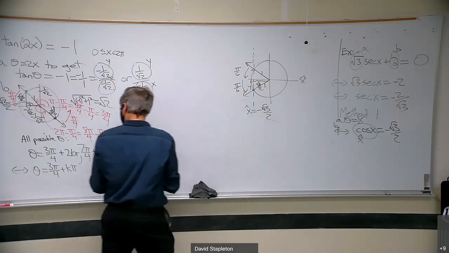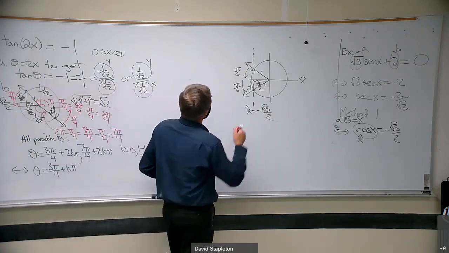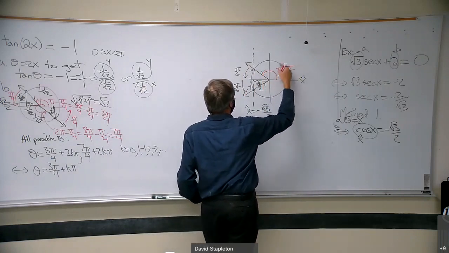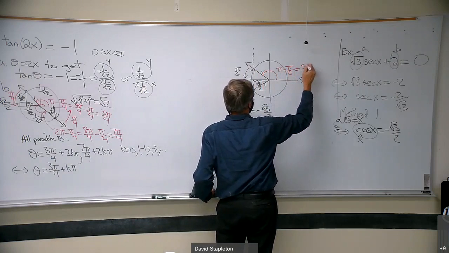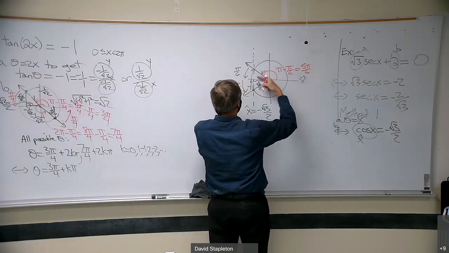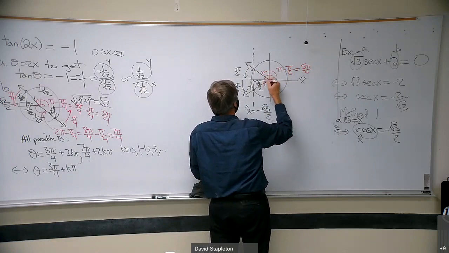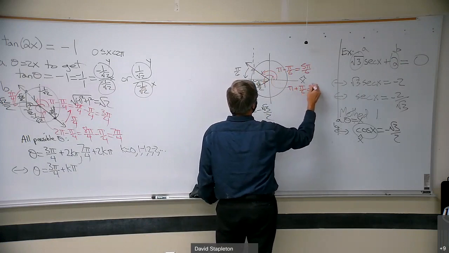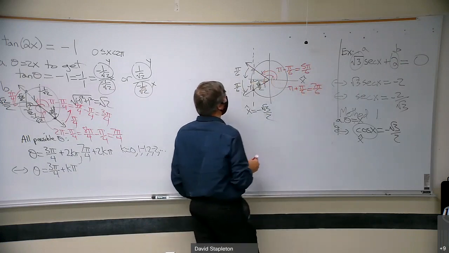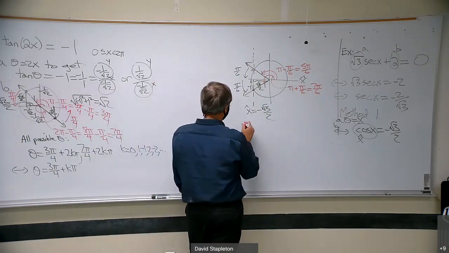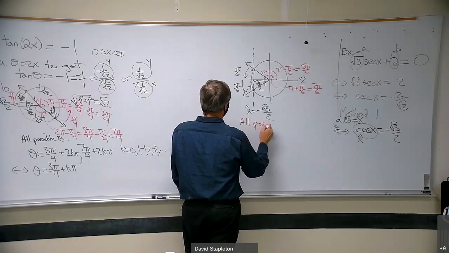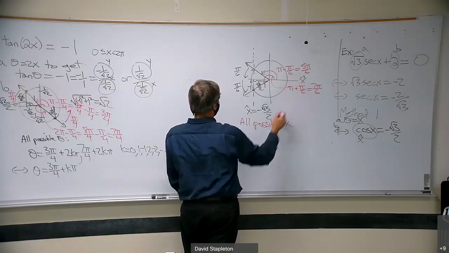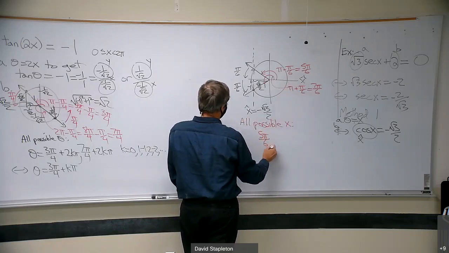And now I can figure the angles, right? If this is pi over 6, then this one must be pi less pi over 6. 6 pi over 6 less pi over 6 is 5 pi over 6. And similarly, this one is pi plus a pi over 6 angle, making 7 pi over 6. Now I have all possible x: 5 pi over 6 and 7 pi over 6.